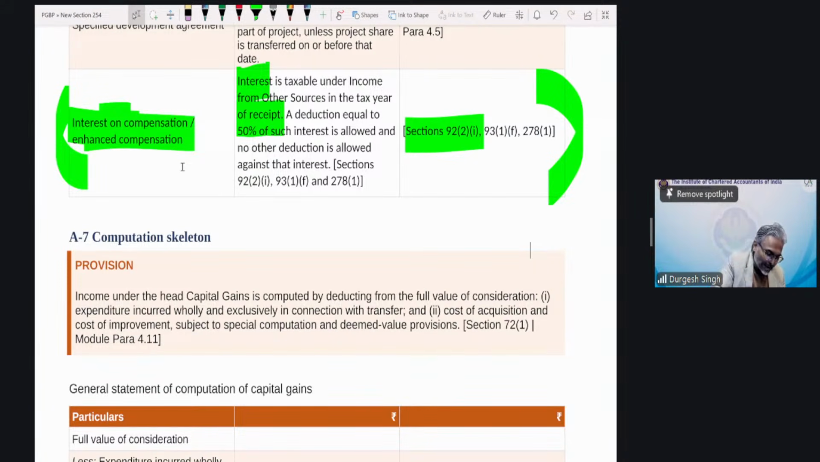One we are doing right now, which is interest on enhanced compensation amount. That is taxed in which year? Year of receipt. Is there any deduction? Flat 50%. Do you all remember this particular thing, students? This is how you should remember, students. That's how you should get a grip now.